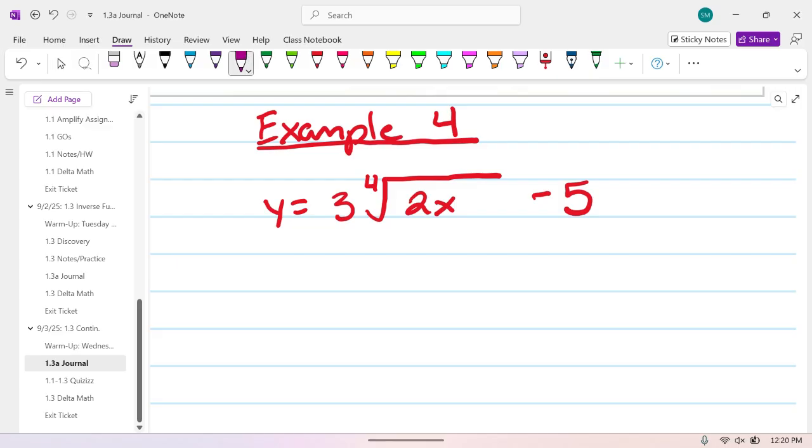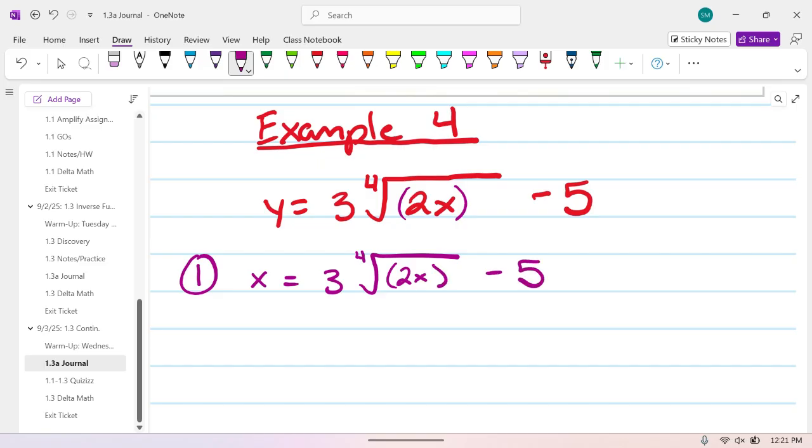Now, I'm going to tell you right now, whenever you deal with anything radical, whatever's under the radical, treat it like it's in parentheses, because that'll help you when you do your SADMEP. So, first things first, switch that x and y. So I got x equals 3 times the 4th root of 2x minus 5.